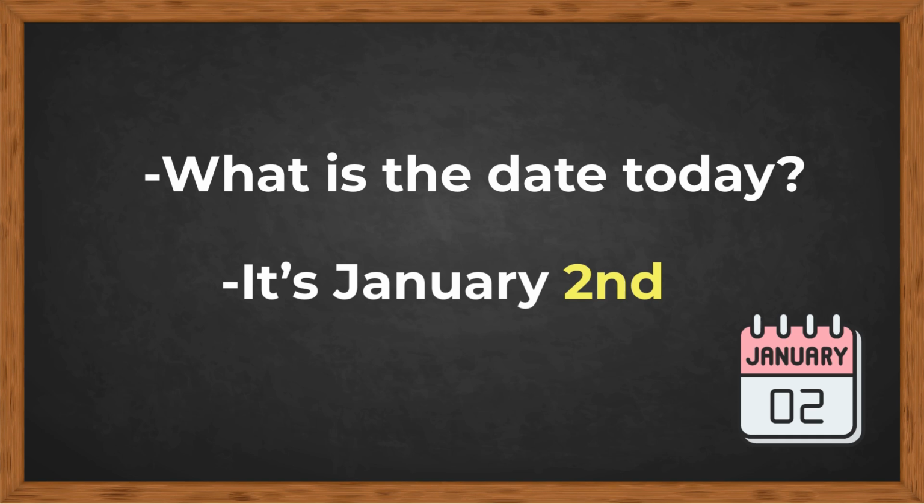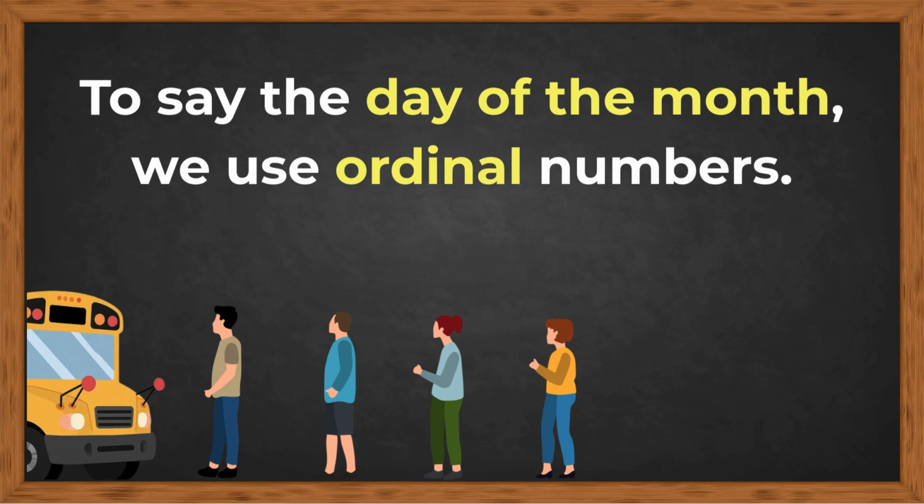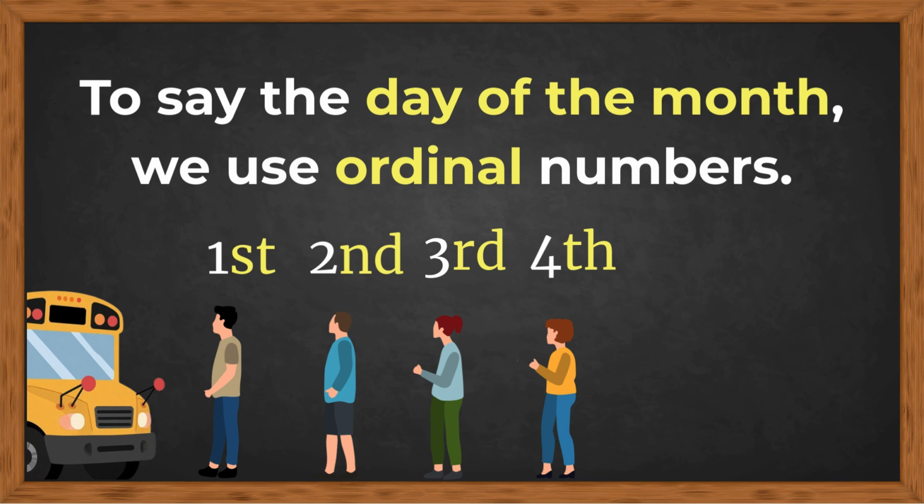Now let's look at the day in a date. In our example, the day is the second part of the date. What is the date today? The answer is, it's January 2nd. Here we focus on the day of the month, the number 2nd. To say the day of the month, we use ordinal numbers. We say 1st, 2nd, 3rd, 4th, not just 1, 2, 3.